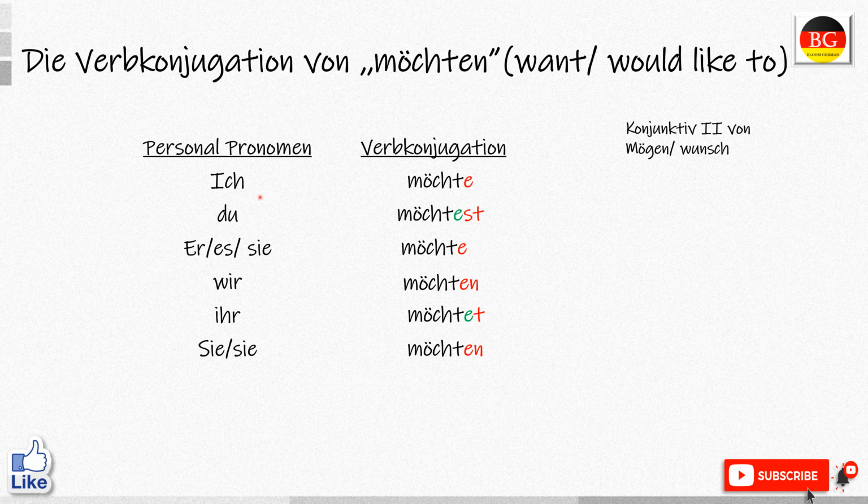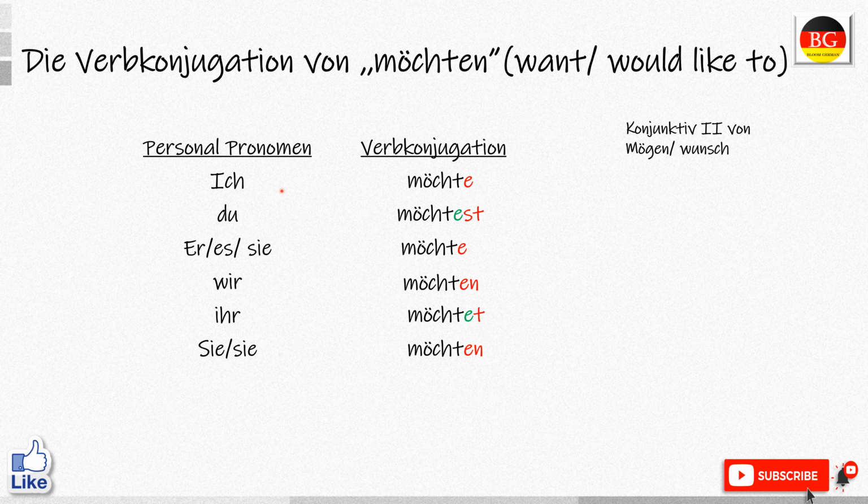So here, for ich and sie, the verb conjugation of möchten is möchte. For du it is möchtest, but an extra e has been added over here. And for wir it is möchten. Simple, we have to add en. And for sie again it is möchten. But for ihr it is möchtet. Again here we have to add an extra e.